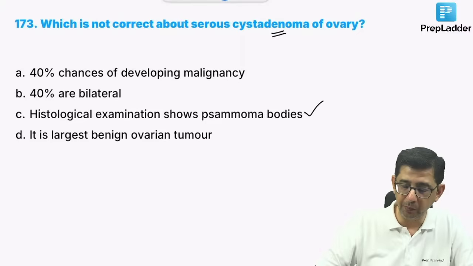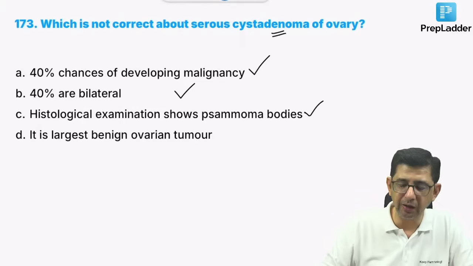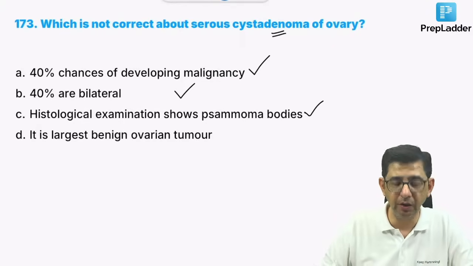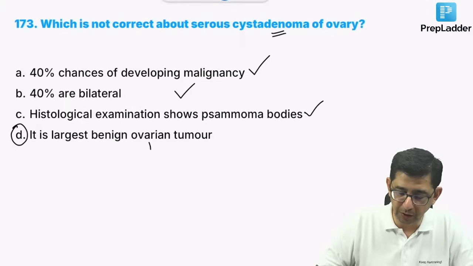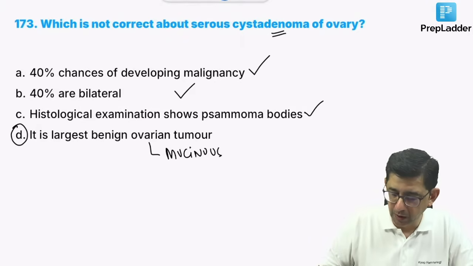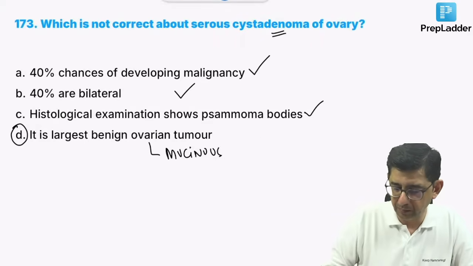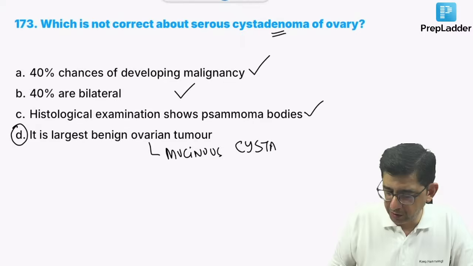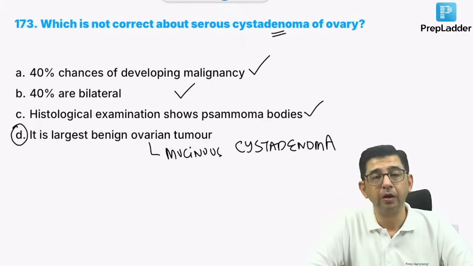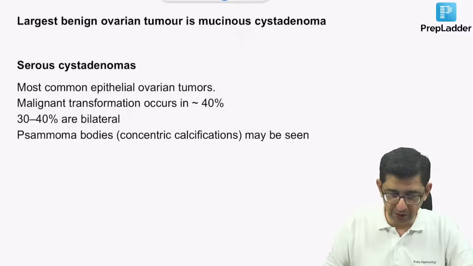Yes, the rule of 40 is present here, bilateral 40%, malignancy, but it is not the largest benign ovarian tumor. The largest benign ovarian tumor would be a mucinous cystadenoma. The question is on serous cystadenoma. The largest benign ovarian tumor is mucinous cystadenoma, which is why the answer for this particular question is option D. Okay. So we are sorted for 173.